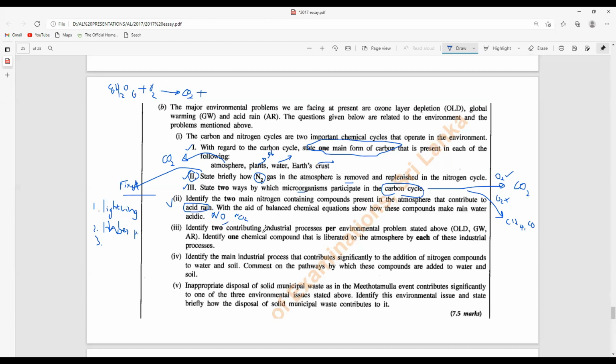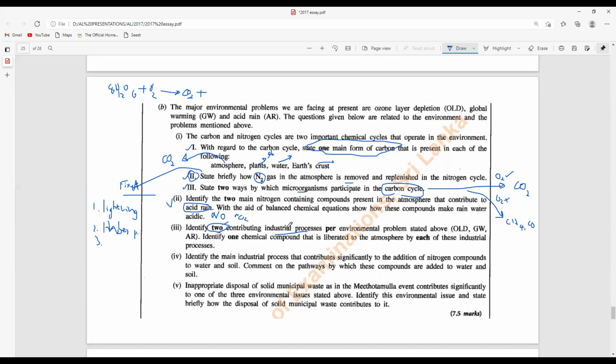And the third one is identify two contributing industrial processes per environmental problem stated above. So we have to find two contributing industrial processes for each of these problems and identify one chemical compound that is liberated to the atmosphere by these industrial processes, right? So what you have to understand here is these industrial processes, for ozone layer depletion, global warming, or the other one, acid rain. Then what can be one of the chemical compounds that can be liberated from this particular process?